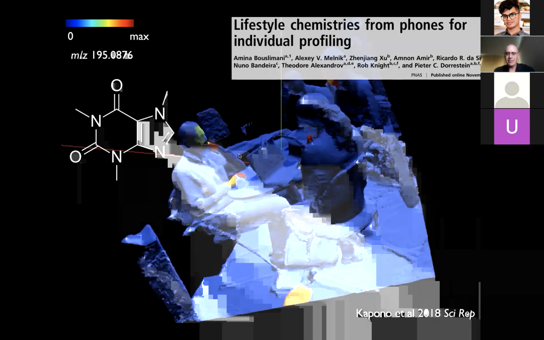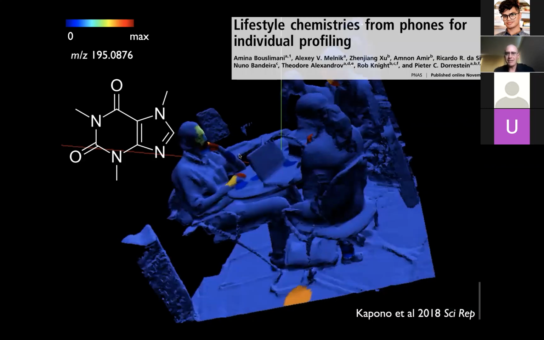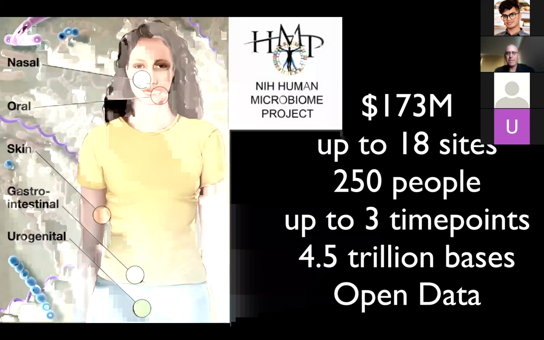And this is all fed into our project funded by the National Institute of Justice, using this information to build lifestyle chemistries from a swab of something like your phone or other object that you touch, where we can tell a lot about you from those objects.